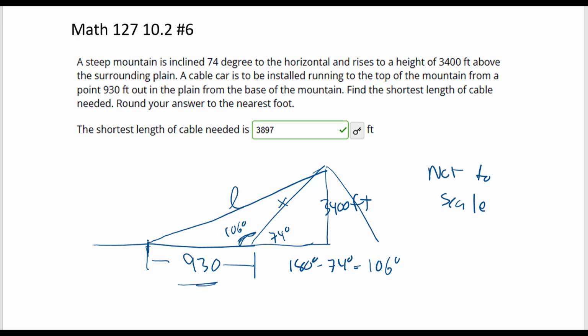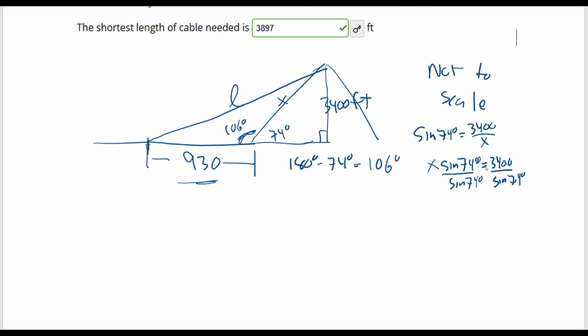So if we can get X, then we can use law of cosines to find that length L. And we can find X because we know this side, the perpendicular height, the altitude, and sine is opposite over hypotenuse. So sine of 74 degrees is 3,400 over X. So X times sine of 74 degrees equals 3,400. Divide by sine of 74 degrees. X equals 3,400 divided by sine of 74 degrees.